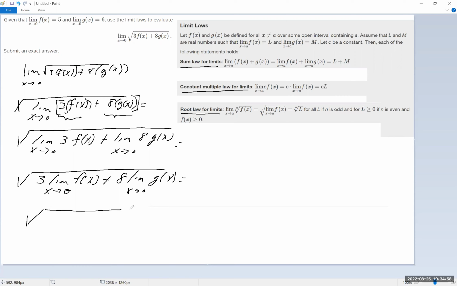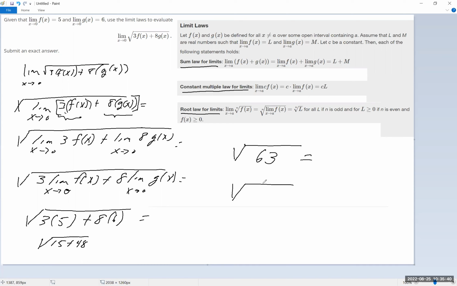We know that the limit of f of x as x goes to 0, that's up here, that's 5, so this is 3 times 5. And then over here, I've got the 8, which I'm bringing down. The limit of g of x as x goes to 0, that's up here, that's a 6. We're almost there. 3 times 5 is 15. 8 times 6 is 48. And so I've got the square root of 63.